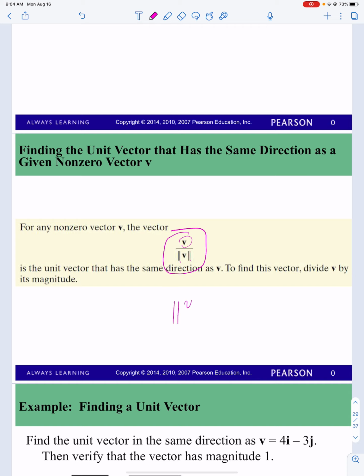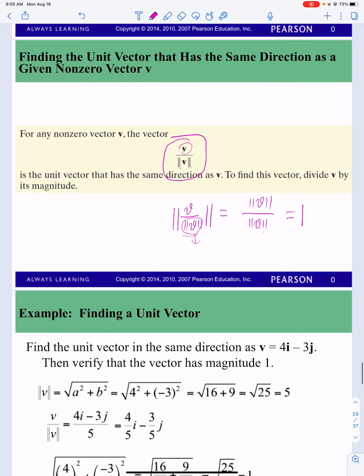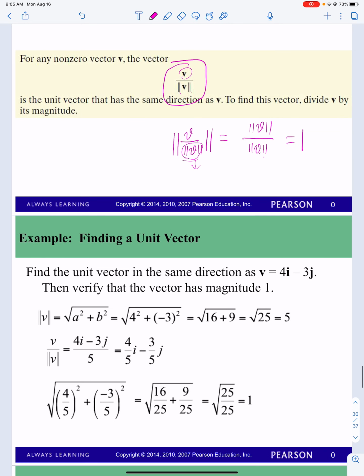If you find the magnitude of v, this is a number, so you keep the number here, and then you just find the magnitude of the top. It's always equal to 1. This tells you the magnitude equals 1. The magnitude of the magnitude of v is just the magnitude, because this is only a number, it's not a vector anymore. This is why you can put it out.